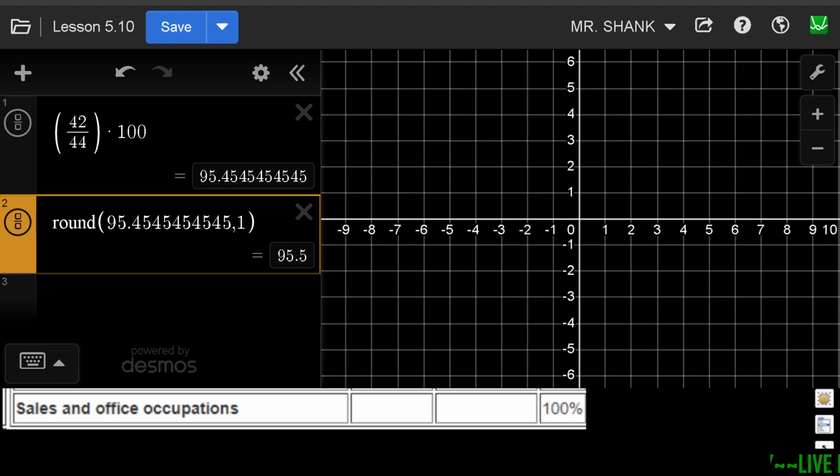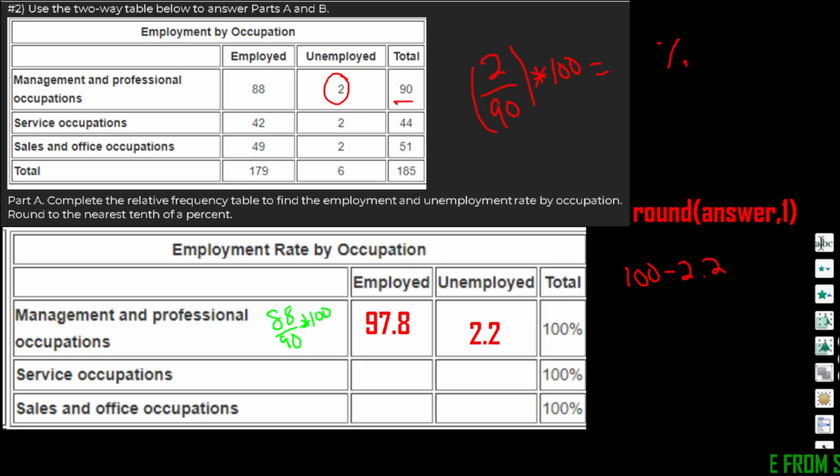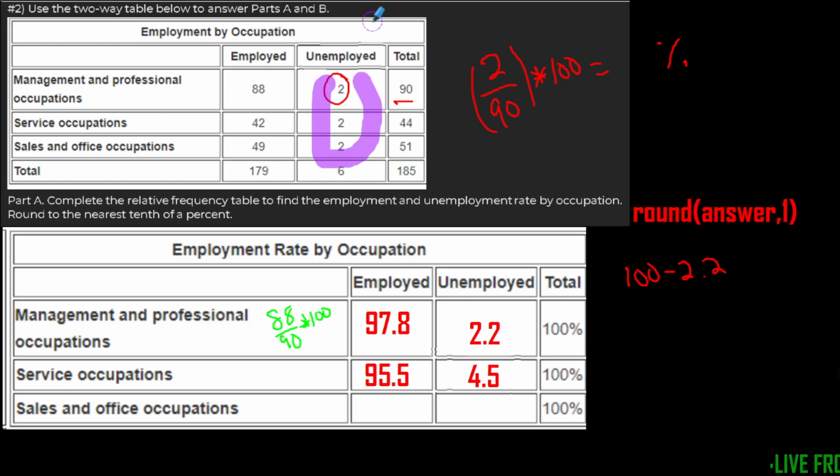So let's go back to our paper here. I'm going to plug in that cell, which is going to be 95.5%, and if I subtract it, I can do 100 minus that 95.5, which would be 4.5%. And then lastly, let's do this bottom one. So let me erase this. This one's erasing.